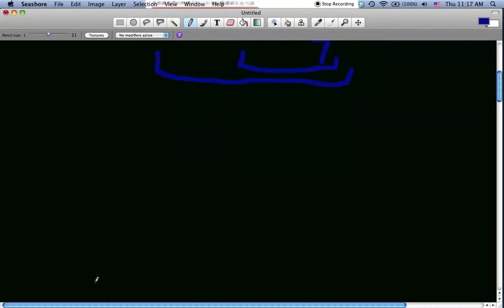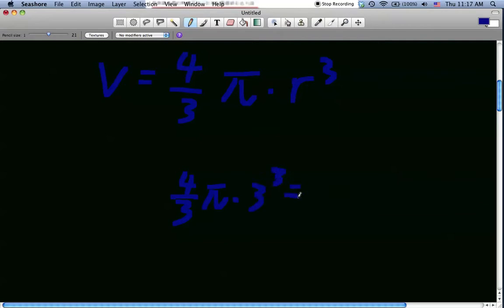As another example, let's try to calculate the volume of a sphere. The equation for the volume of a sphere is 4/3 pi times the radius cubed. If I want to calculate the volume of a sphere that has radius 3, what I would do is 4/3 pi times 3 cubed. Through some calculation, you'll realize this equals 36 pi.